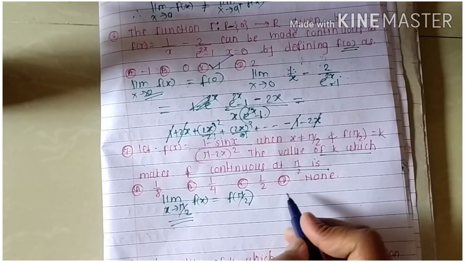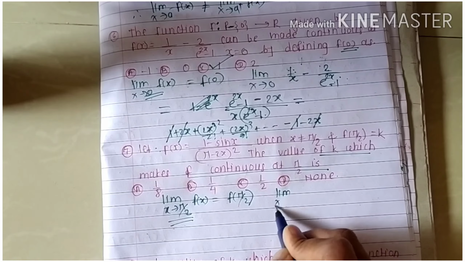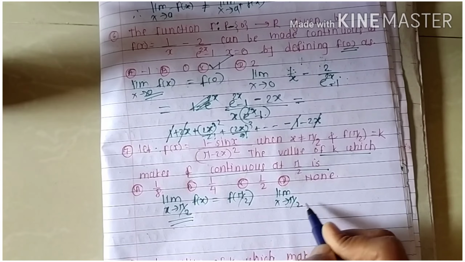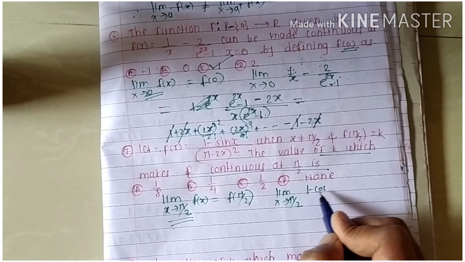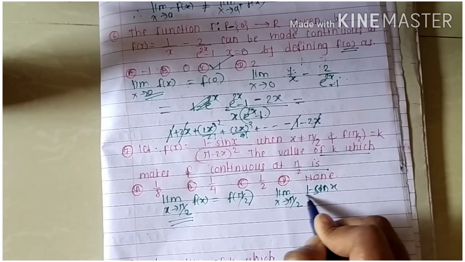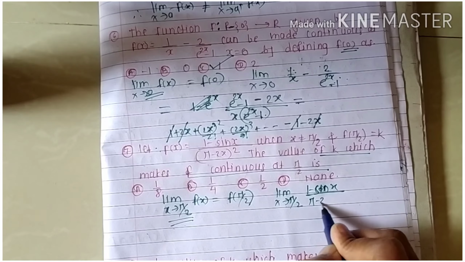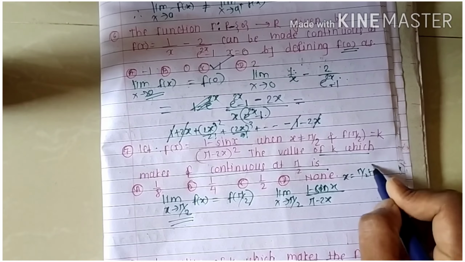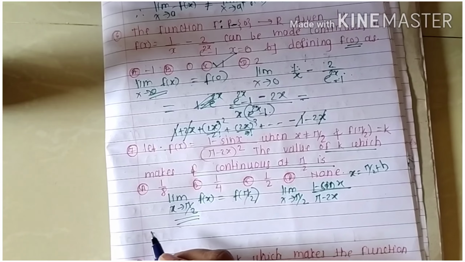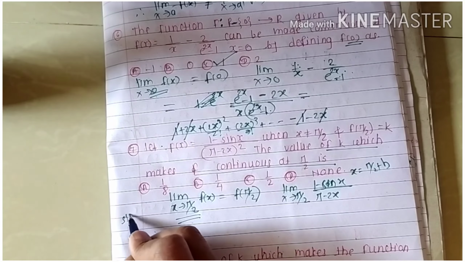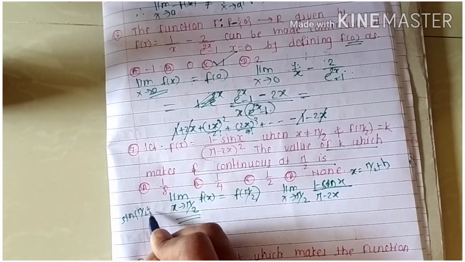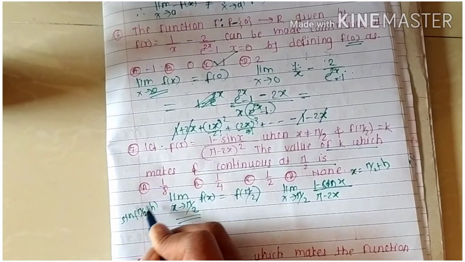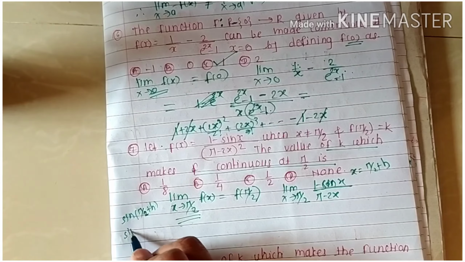Then we find this value. Therefore, limit x tends to pi by 2 of f of x, that is (1 minus cos x)(1 minus sin x) divided by (pi minus 2x). Then here we substitute x equal to pi by 2 plus h. When we substitute x as pi by 2 plus h, we get sine of pi by 2 plus h, and then we expand this by using the sin(a plus b) formula.